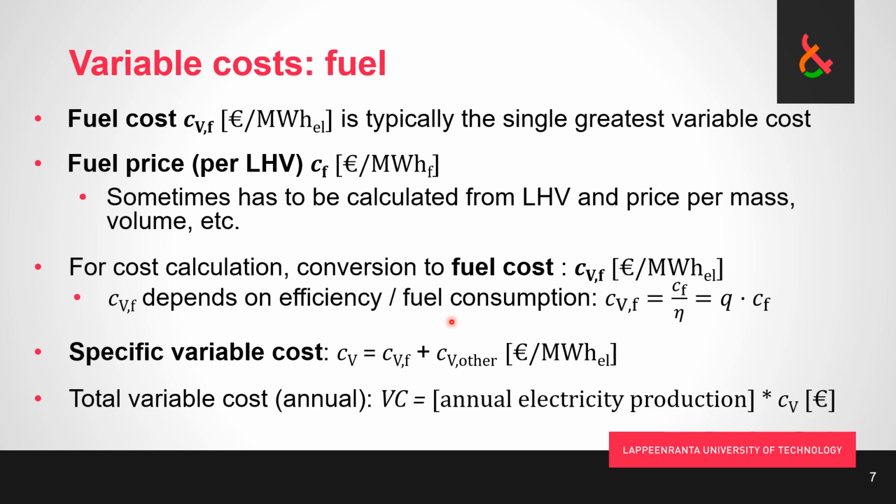And if we need the total variable cost annually, then we must know how much electricity we are producing annually, and we multiply that amount of energy, electrical energy, or heat energy if we're talking about heat on the plant, or whatever it is that we are producing. We multiply that amount of energy with the specific variable cost, and there's our total variable cost.